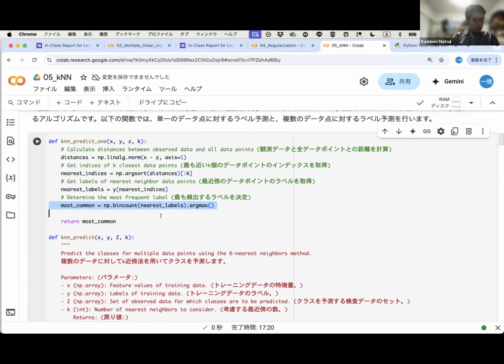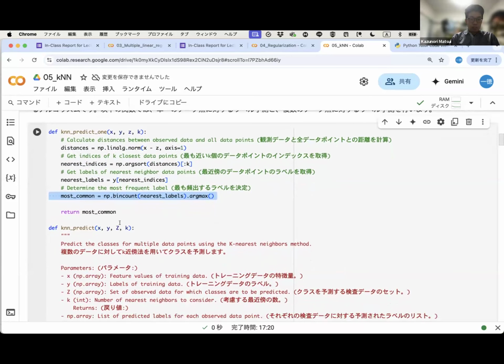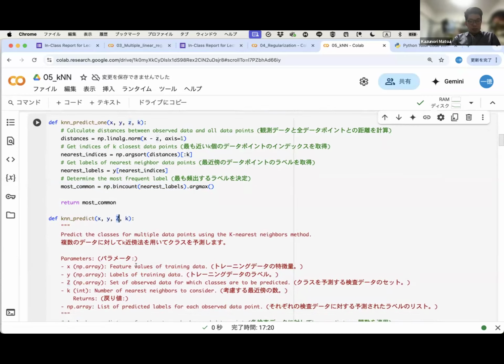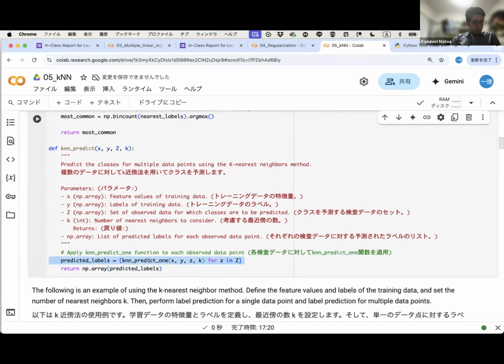For k-nearest neighbors with multiple data points, I will prepare a function called knn_predict. For cases where you want to know the labels for many data points, when there are multiple data points in Z, capital Z, this function will return the label for each one. This is Python code, so please understand how it's written.